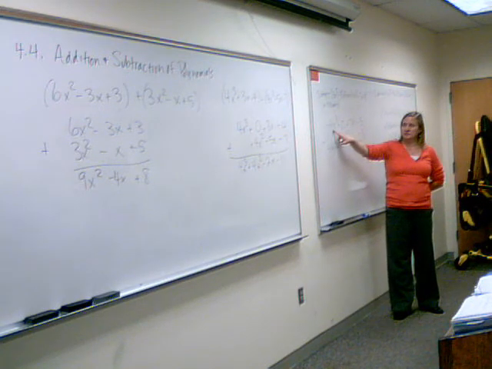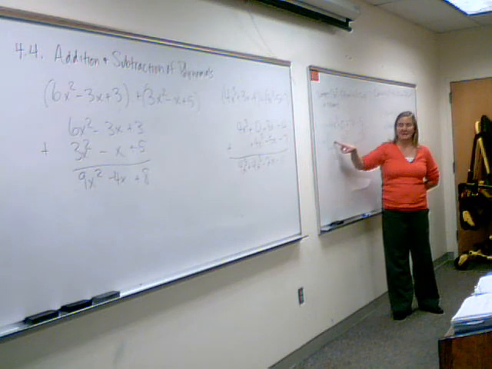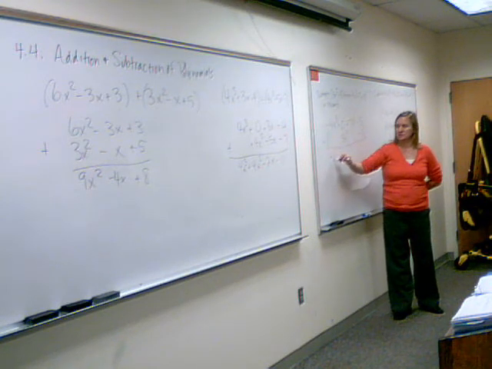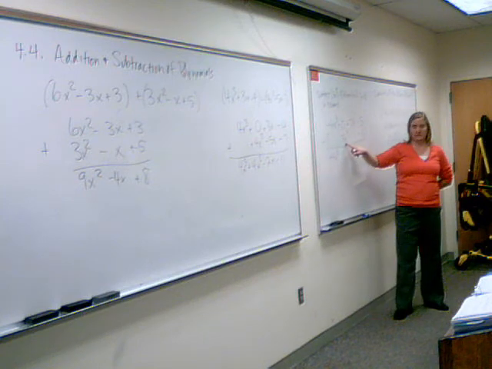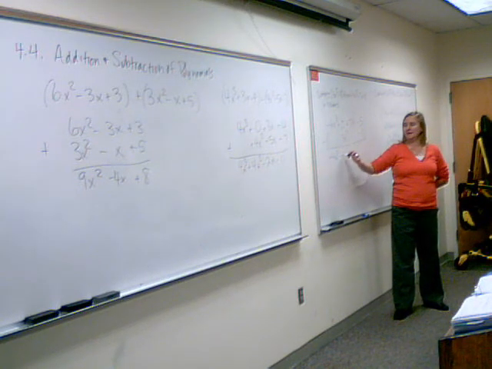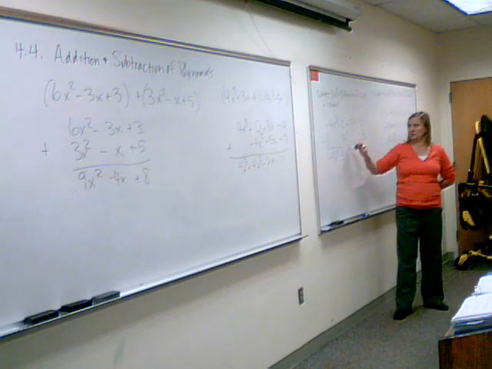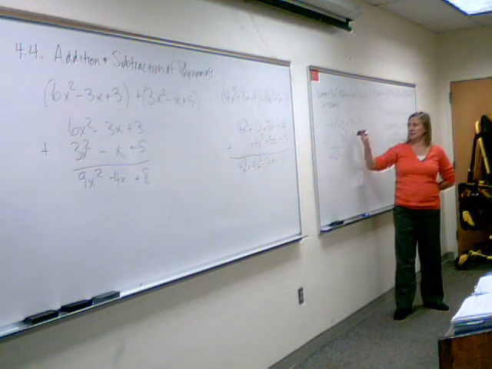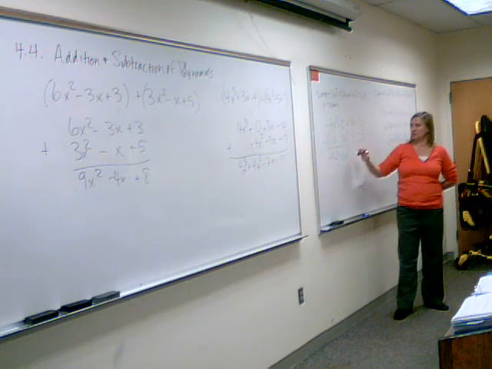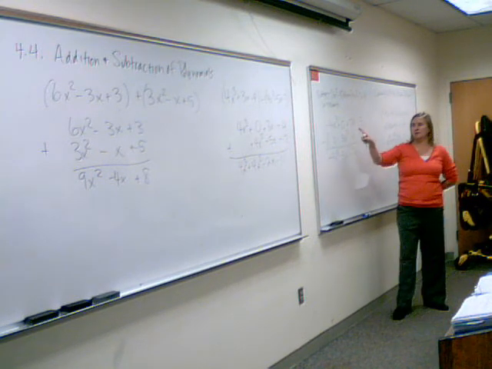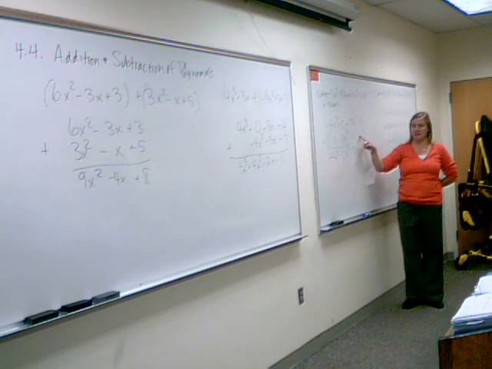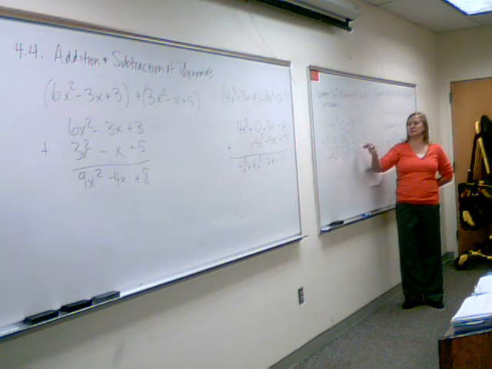So 4x cubed, negative 4x cubed minus nothing is just minus 4x cubed. 0 minus 3x squared is a negative 3x squared. 7x minus nothing is just 7x. Negative 5 minus a minus 8 is a plus 3.